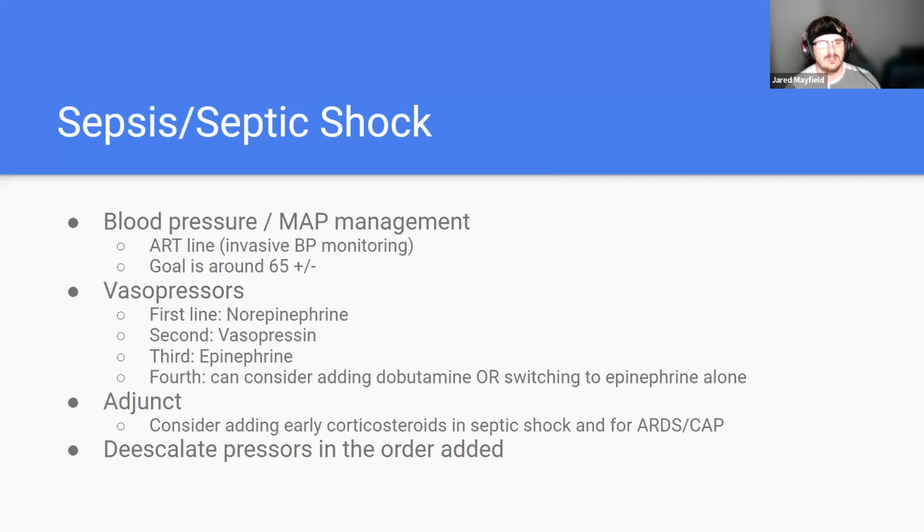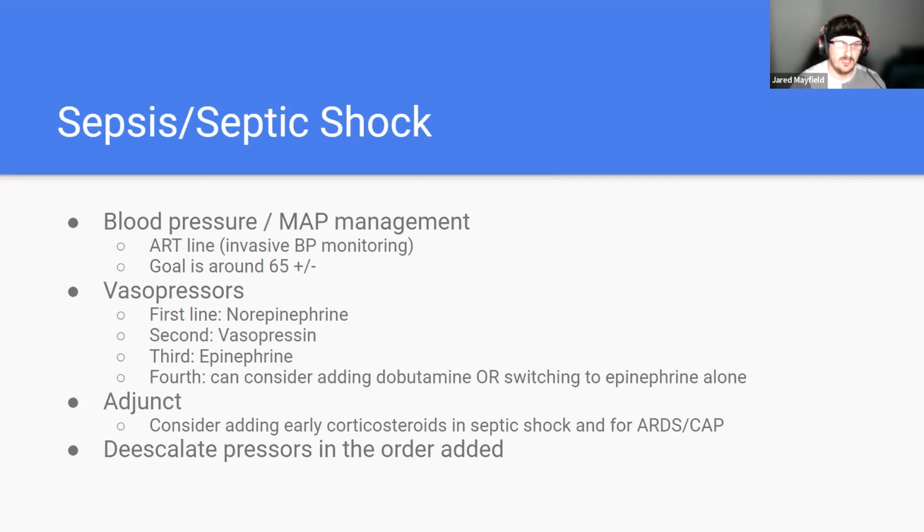And if that's not working, the fourth line, you can consider adding dobutamine or switching entirely to epinephrine alone, per the new guidelines out. And as an adjunct, you can consider adding corticosteroids early in septic shock and also for ARDS and CAP. This is actually a brand new change that came a few months ago to the Surviving Sepsis Campaign. And it's an actual recommendation to add on steroids early. So maybe after norepi, but also maybe after vasopressin.